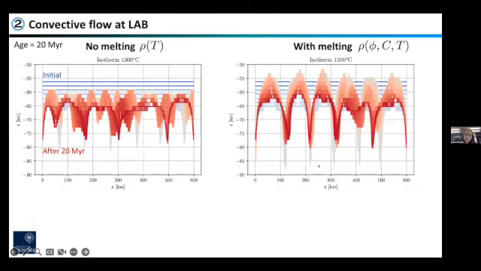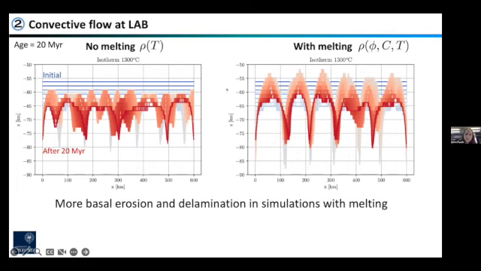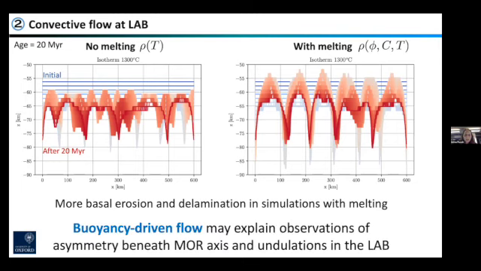And very interestingly, if we plot the 1300 isotherm shown here between the initial stages and the evolution after 20 million years, we definitely see that there is more basal erosion and delamination in simulations with melting, which might indicate that if you have melt at the LAB, that can create more undulations. So we think that buoyancy-driven flow may explain observations of asymmetry beneath the ridge axis and undulations in the LAB, but there's more work to be done on this topic.